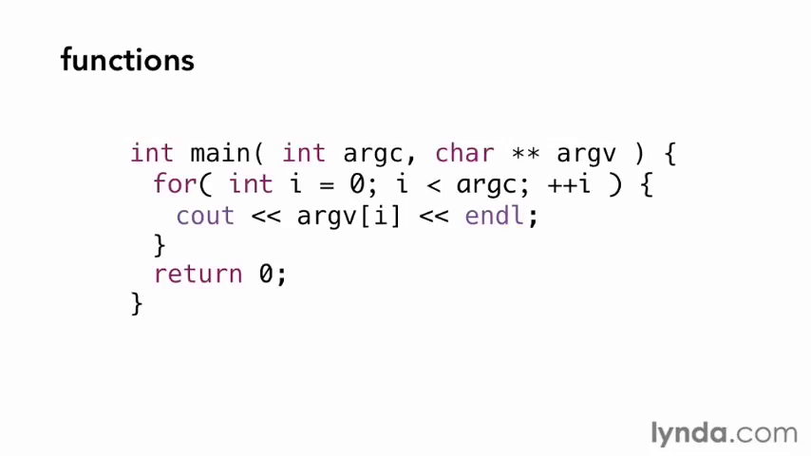Functions are fundamental to both C and C++. Even in C++'s object-oriented programming model, C functions are the basis of class methods. All code in a C or C++ program happens in functions, starting with the main function.